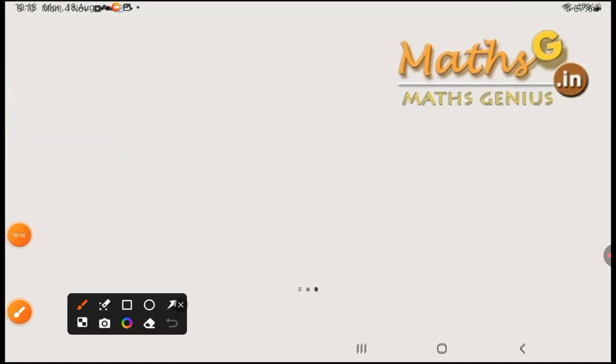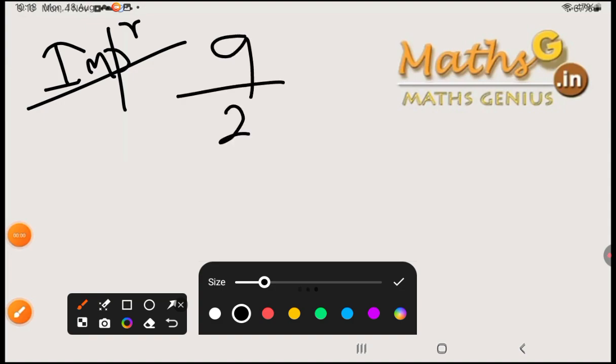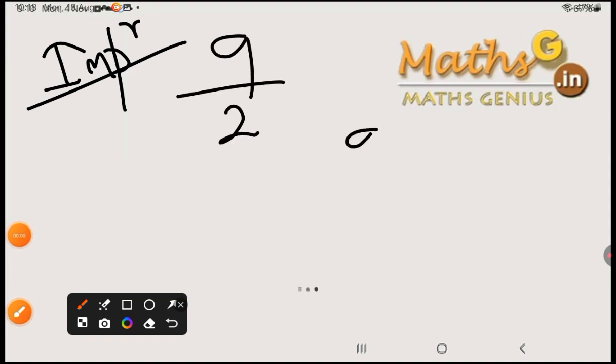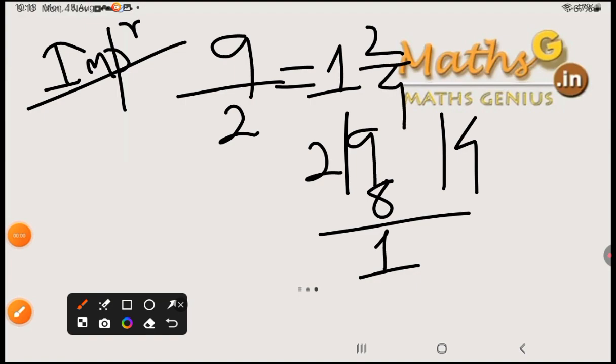But let us talk of another case. Another improper fraction. Let us say 9 by 2. So, simple thing, divide 9 by 2. 2 4's are 8. 1 is the remainder. So, 9 by 2 can be written as 4 whole 1 by 2.